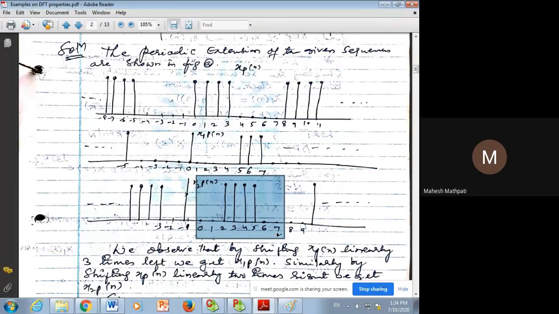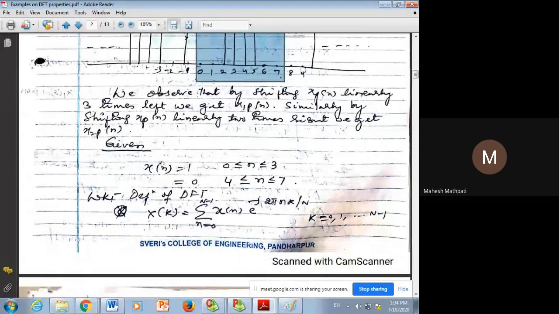Yes, sir. Now, let us write down what we understood with this diagram. This is the given question. The first part is this one. Given x of n equals 1 for 0 to 3, and 0 for 4 to 7. Initially we calculate its DFT, and by using the circular time shift property, we calculate the DFT of the other two sequences. That is the main purpose.